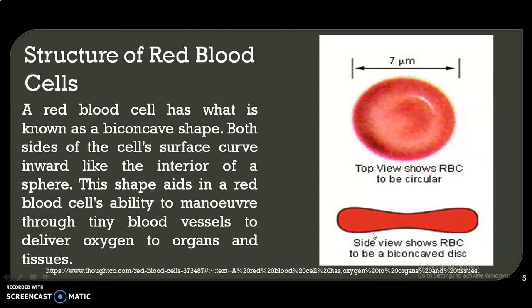What is the advantage of the biconcave shape of the red blood cells? This biconcave shape aids, aids means helps, the red blood cells to move through very tiny spaces within tissues and within blood capillaries.